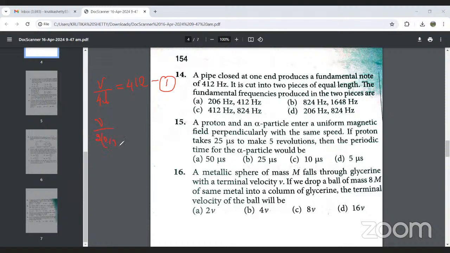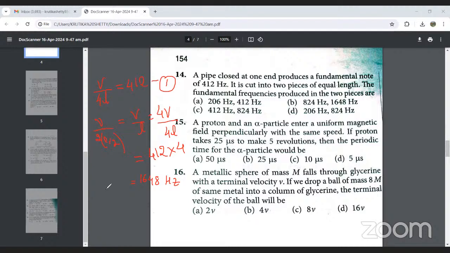And this is also cut into two pieces. Therefore, 2 into L by 2 is equal to V divided by L. So what is V divided by L? V divided by L can also be written as 4V divided by 4L. According to equation 1, V divided by 4L is 412, which is into 4. So what is 412 into 4? It is written as 1648 hertz. So this is what you are getting.